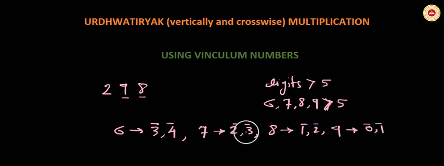The benefit of using vinculum numbers in multiplication is that multiplication becomes easy, oral. It becomes so easy that orally you can multiply, orally you can calculate. So let us solve a couple of examples.